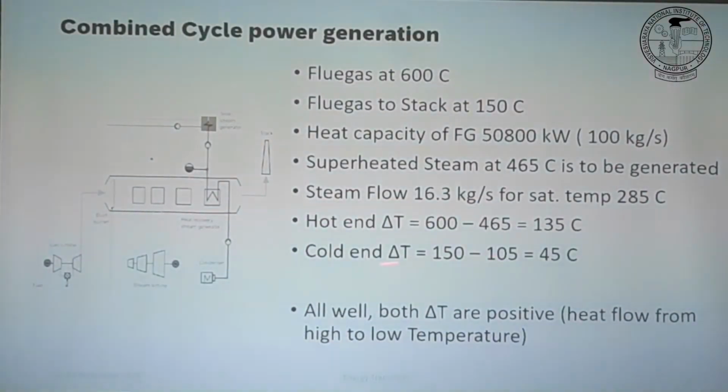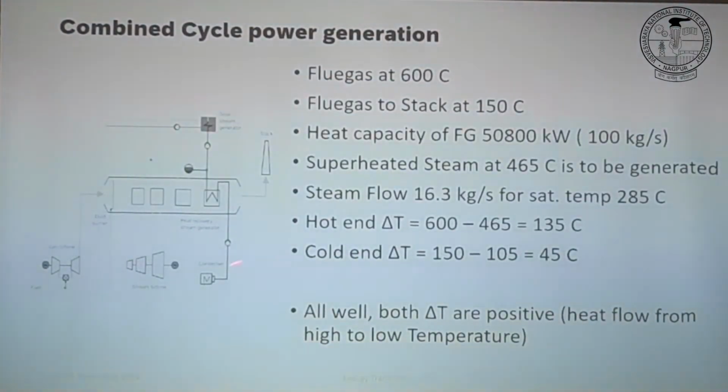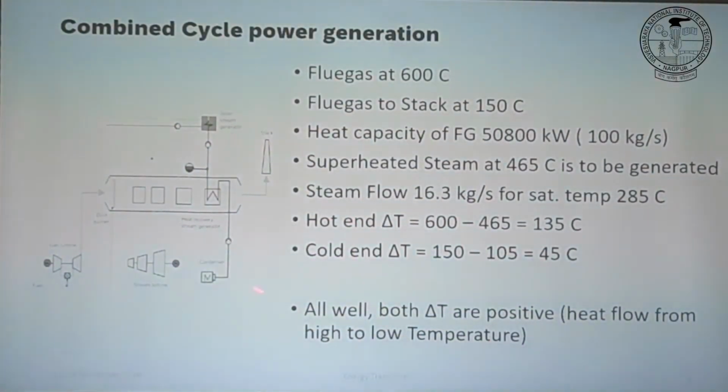If you look at the cold end, let's say the flue gas coming out at 150, and the water we used for the steam generation, that's 105 or 45. Fine. So all well, both delta Ts are positive, so heat is flowing from the high end to the low end.